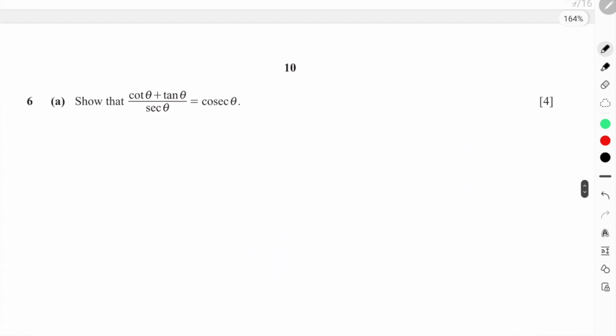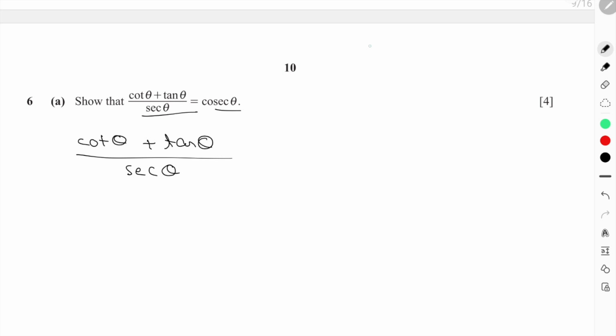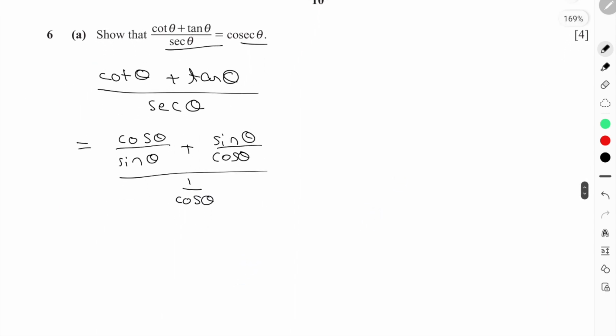And then we have trigonometry. We have to show that this is equivalent to this. First, we'll write down the expression. My best advice for you in these type of questions is simplify and write in simple terms as much as possible. So basically what I mean is, you know that tan is basically sine by cos and cot is basically cos by sine. And so just write everything down initially. So you write cos theta by sine theta plus sine theta by cos theta. And then secant theta is basically 1 by cos theta. That's all you need to do.